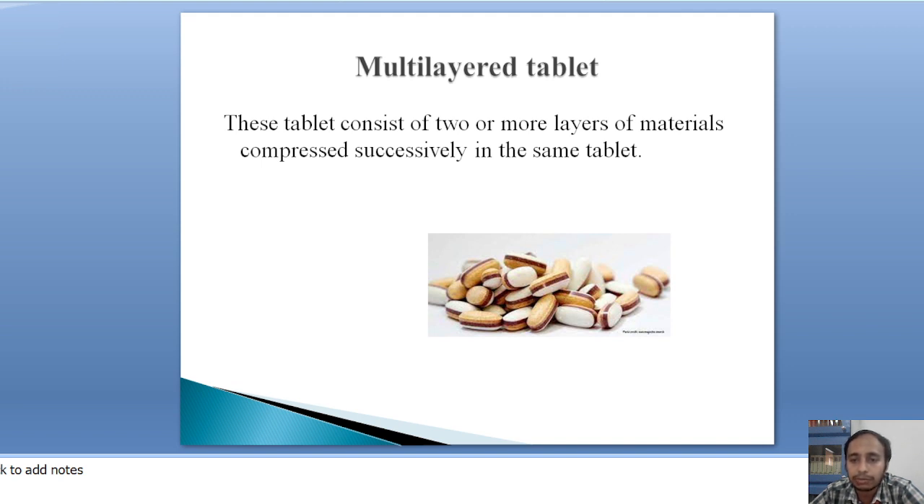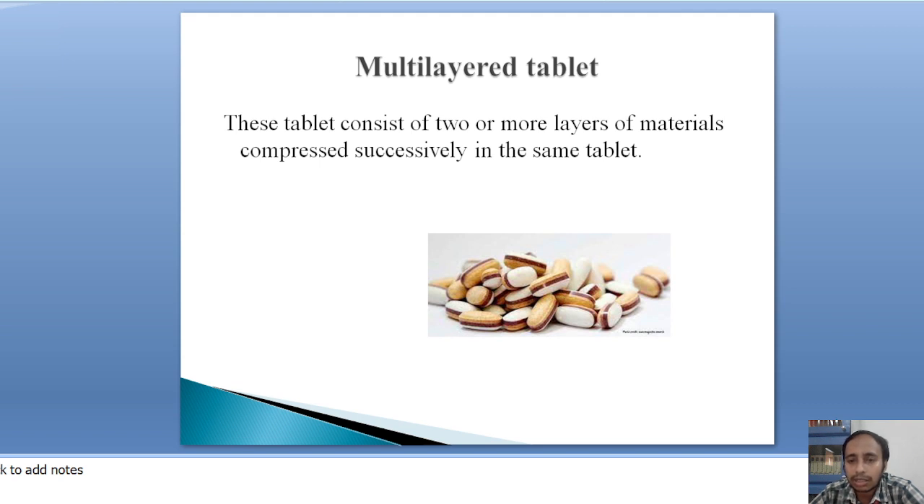In this picture you might have seen three layers: one is yellow, another is brown, and another is white. That means this tablet contains three layers. A multi-layered tablet consists of two or more layers of material compressed successively in the same tablet.